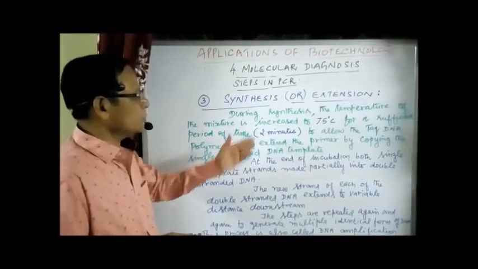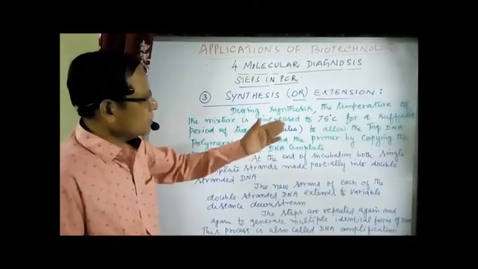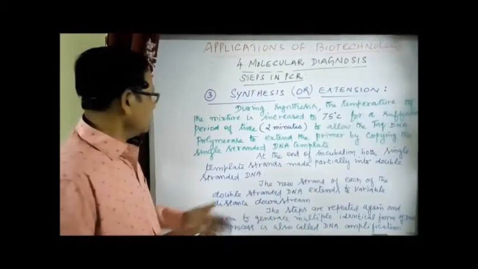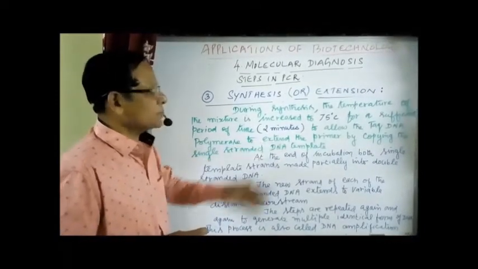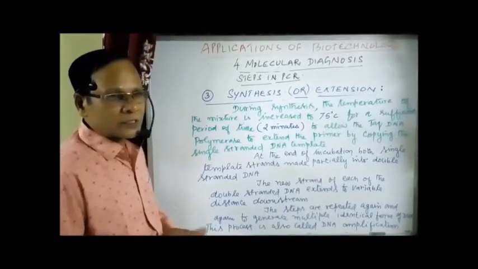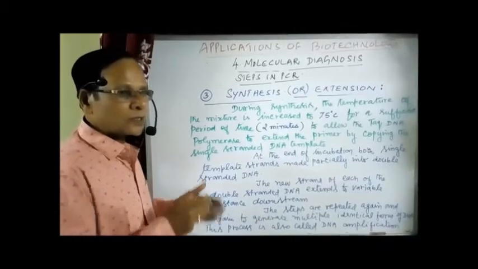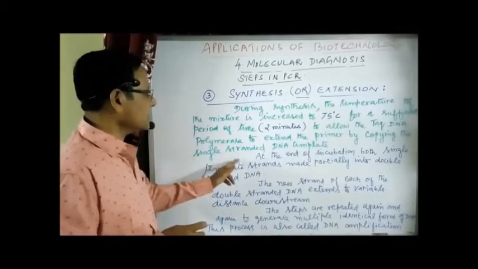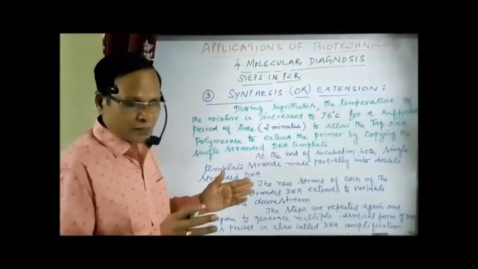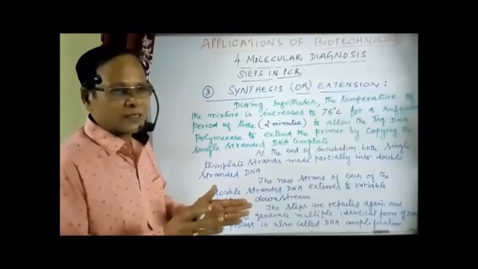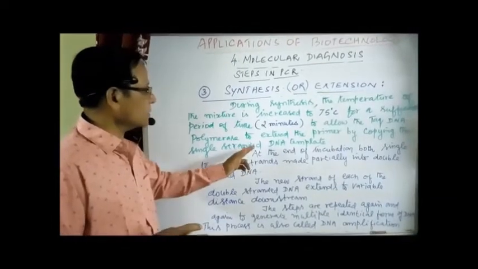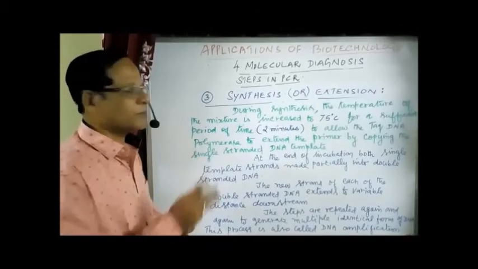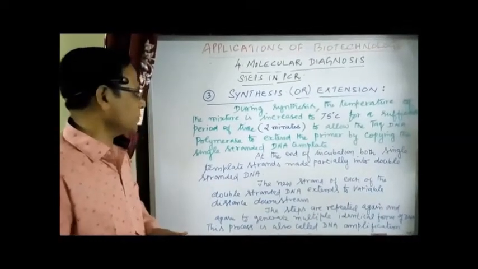The time is about 2 minutes. What for? To allow the Taq DNA polymerase to extend the primer. Now what is happening? The primer is being extended by copying the template single-stranded DNA. The two strands are separated, after that each strand is acting as a template. By using the template, the extension of the primer DNA is taking place with the help of the enzyme by adding the nucleotides. We'll see the picture.